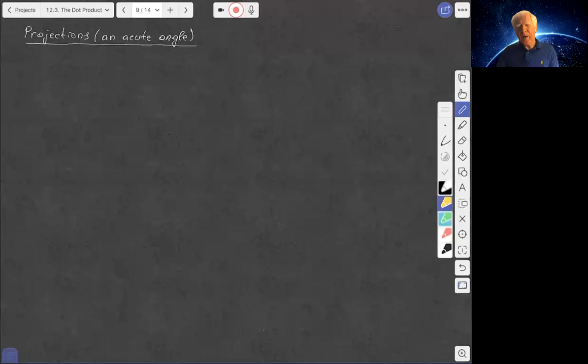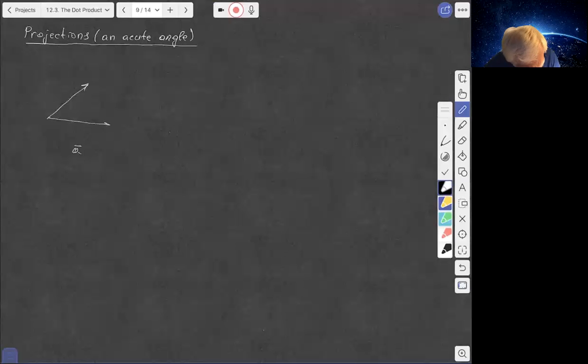One of the important applications of the dot product is using it to find the projection vectors. I will show you how to do that in a minute, but let's consider what the projection vector is and what it means to find it. So let's consider two vectors, A and B, that have the same initial point.